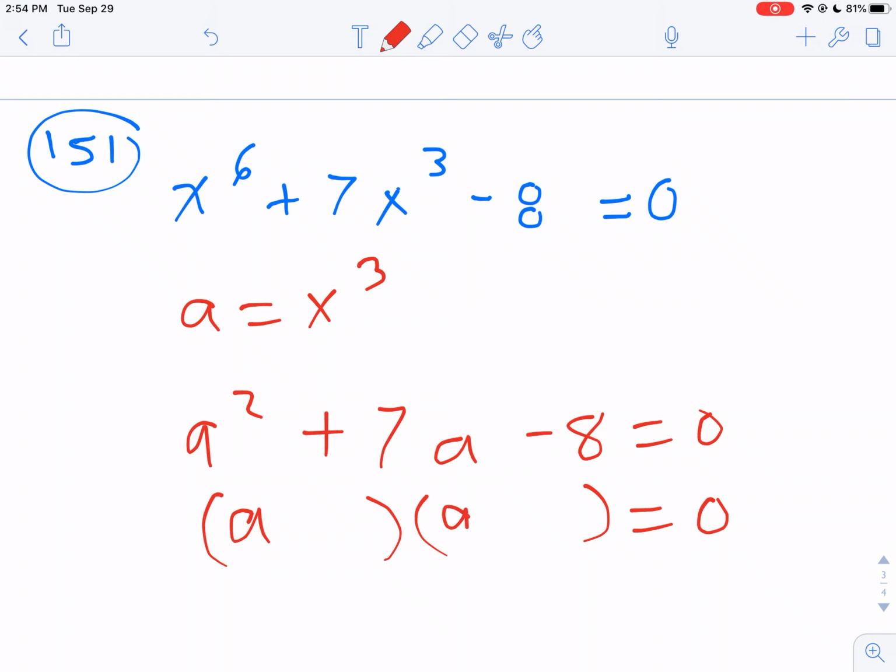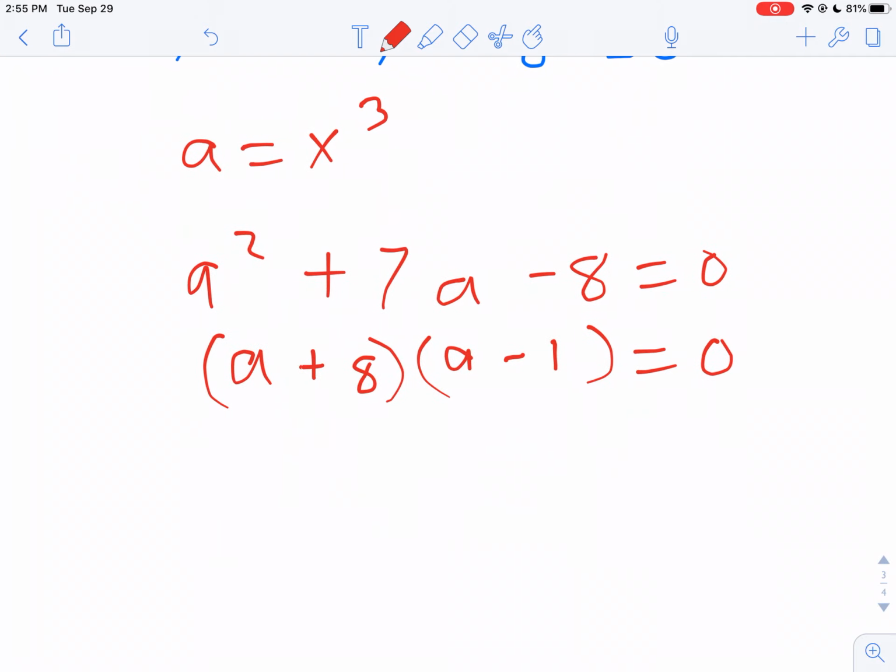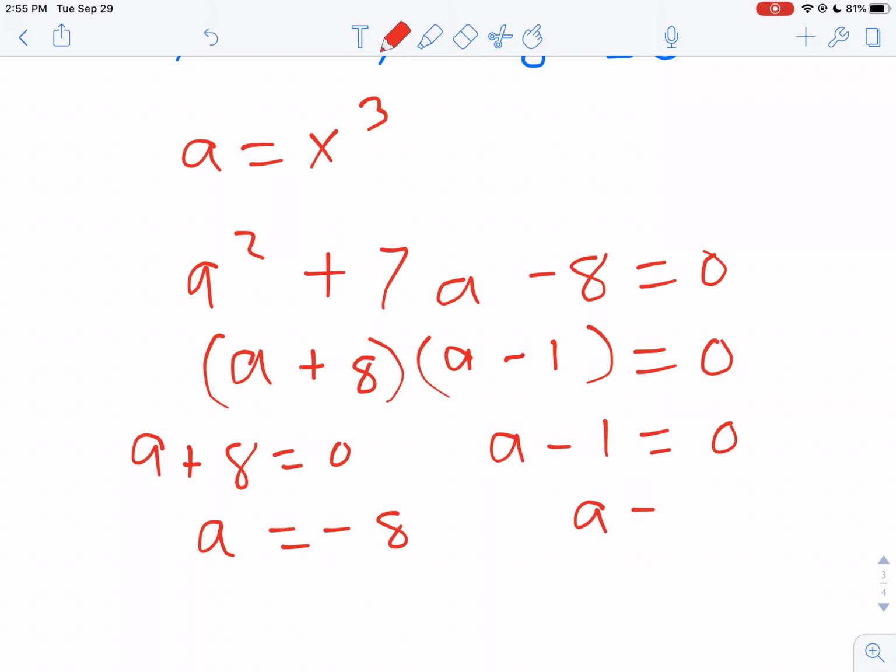Two numbers that when I multiply, I get negative 8, and when I add, I get 7. We're looking at positive 8 and negative 1. And I am done. So I now can solve the problem. a plus 8 is equal to 0, or a minus 1 is equal to 0. a is equal to negative 8 and a is equal to 1, but my a is actually x to the third. So don't forget that last step.